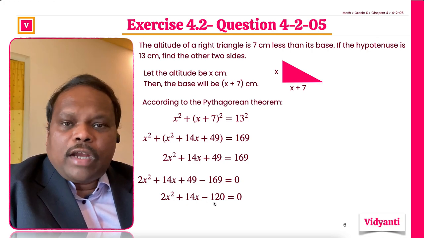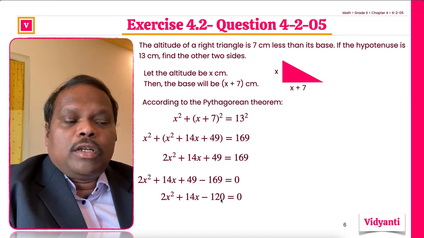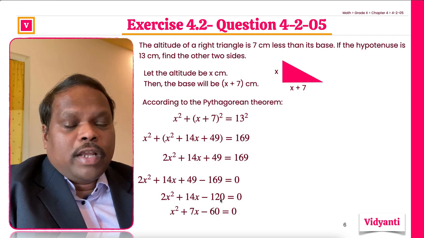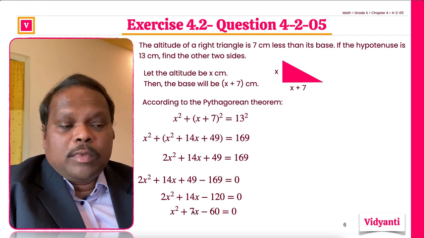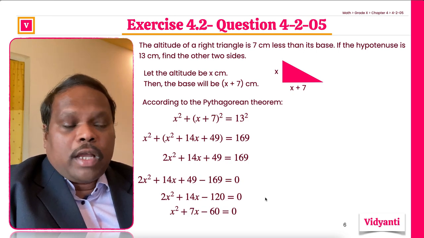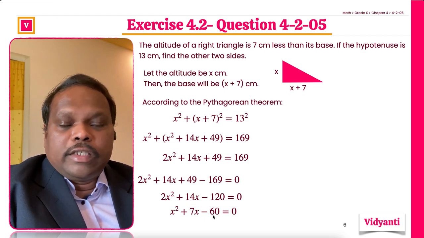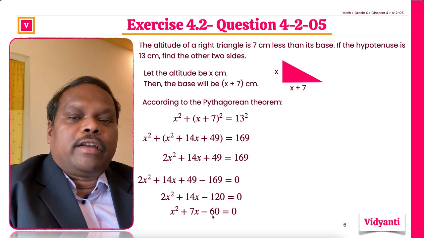Now we can directly factorize this one, absolutely no problem, but we realize that there is 2 common in each term. So we'll get rid of that and try to make it as simple as possible. So divide this whole expression throughout by 2. 2x square will become x square, 14x becomes 7x, and negative 120 will become negative 60. Now this is ready for factorization.